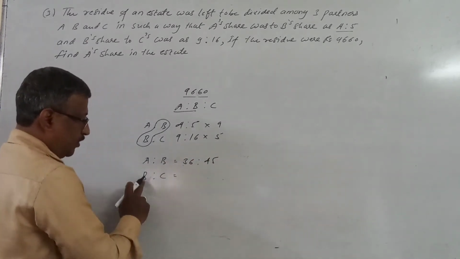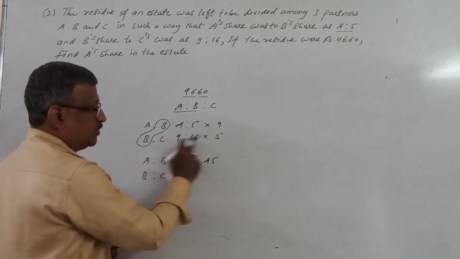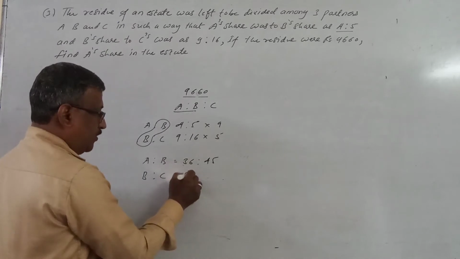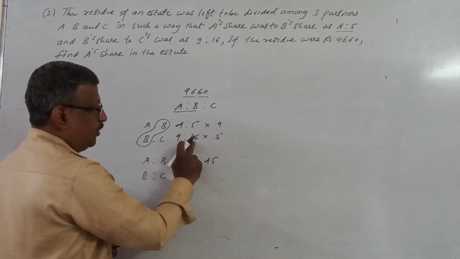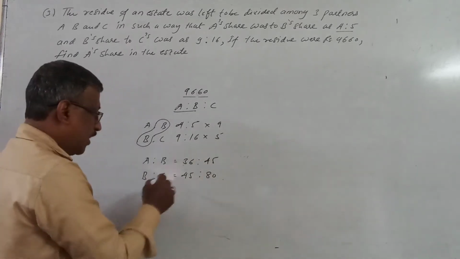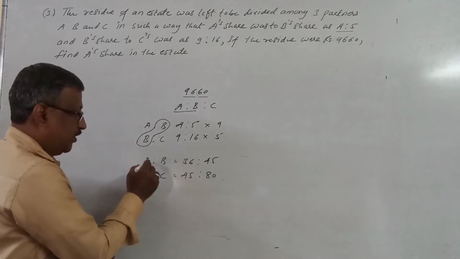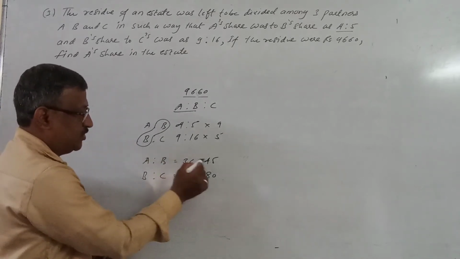Like that you have to find out the ratio of B to C. So multiply by 5 to both the values, both the terms. So 5 into 9, 45 is to 5 into 16. It is how much? 80. So like this the value becomes the same. So from this I can write the ratio of A, B and C as 36 is to 45 is to 80.